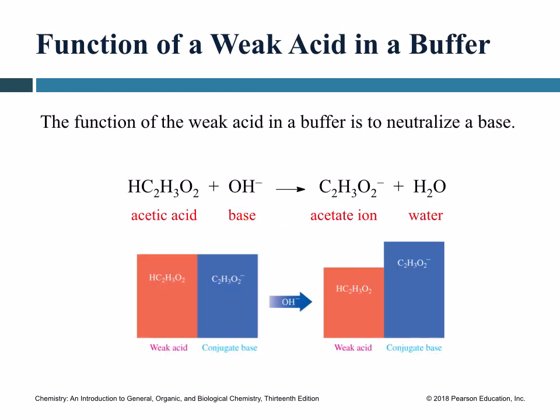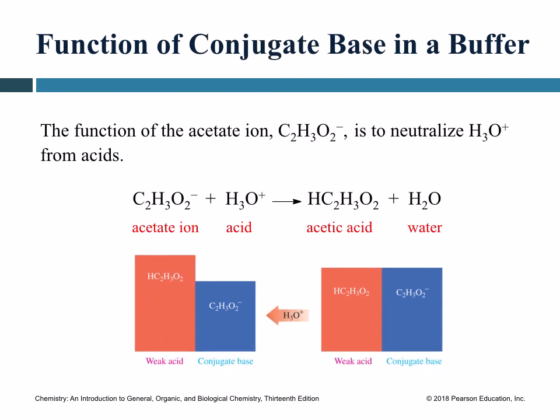So if you add a base to an acetic acid acetate buffer, the large amount of acetic acid will consume the base and produce more acetate. As such, the concentration of H3O+ and the pH aren't greatly affected. If on the other hand you add acid, the large amount of acetate will react with the acid to produce acetic acid, so there will not be a great change in the concentration of H3O+ and pH.